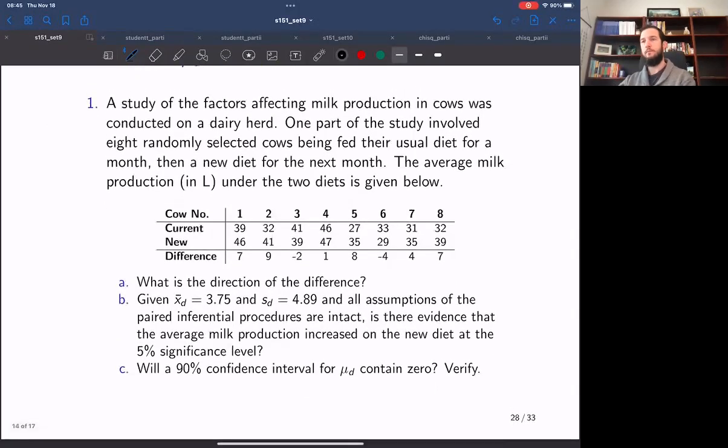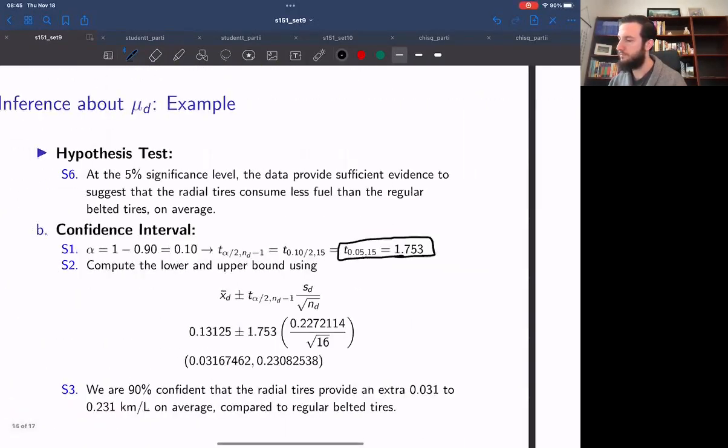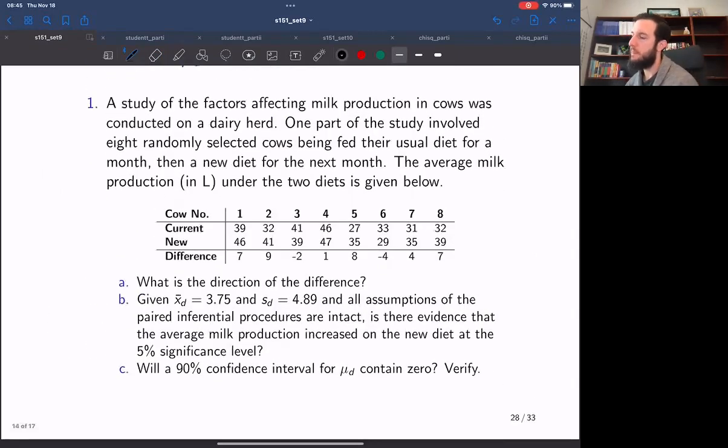Okay, so we'll look at another illustration here. A study of the factors affecting milk production in cows was conducted on a dairy herd. One part of the study involved 8 randomly selected cows being fed their usual diet for a month, then a new diet for the next month. The average production in liters under the 2 diets is given below. So we have 8 different cows that were randomly selected, and each of the 8 cows was fed a different diet for a duration of 1 month.